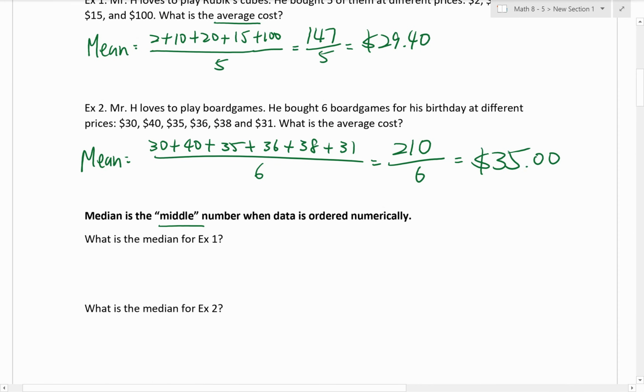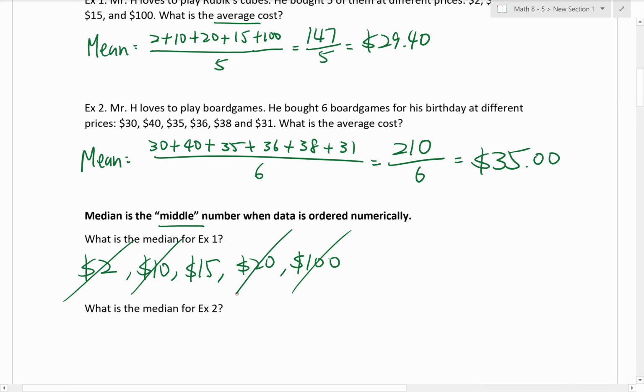Well, if you list all these prices in order from the cheapest to the most expensive: $2, $10, $15, $20, and $100. The one that is right in the middle, so if you cross one out from the front, one from the back, one from the front, one from the back, this is the last one remaining, so that is what the median is. The median is the one that is right in the middle, right? So it's called the median. So you could say that's a typical value.